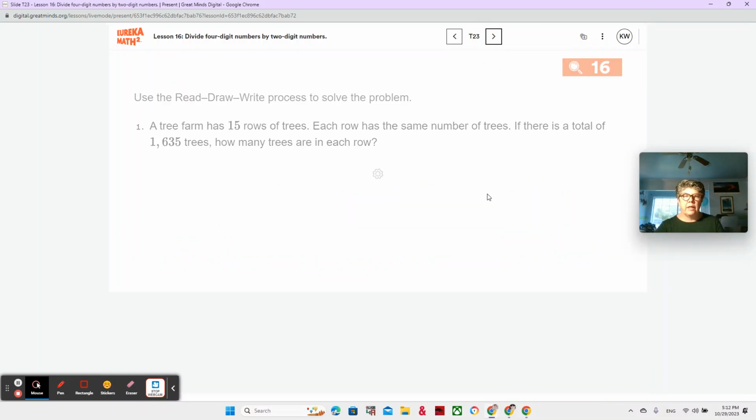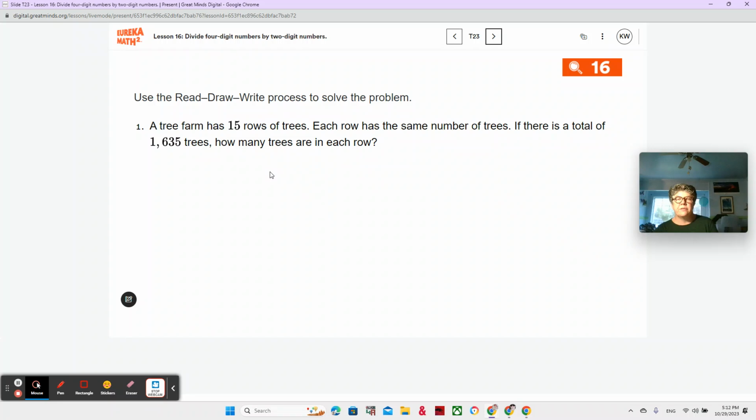Okay. And our question is, a tree farm has 15 rows of trees. Each row has the same number of trees. If there's a total of 1,635 trees, how many trees are in each row?